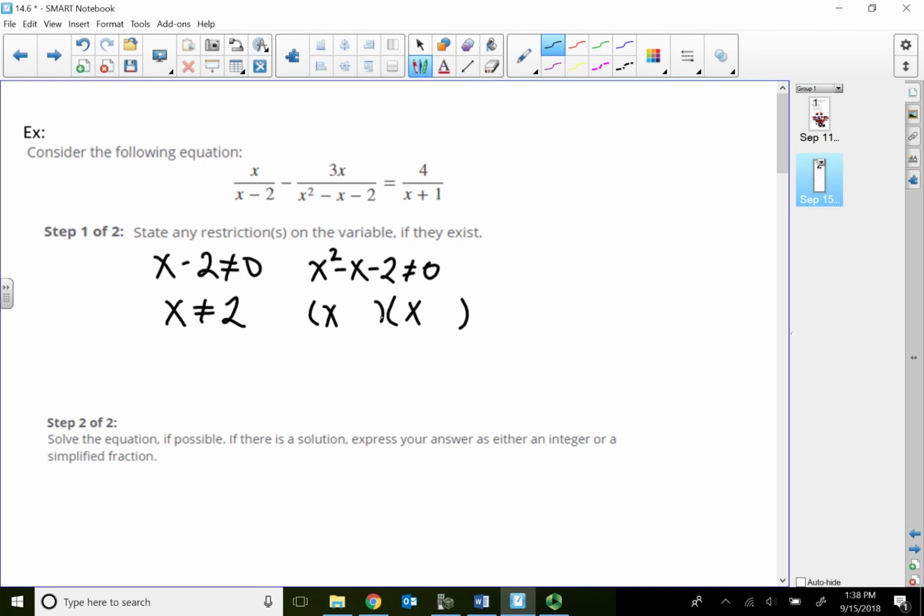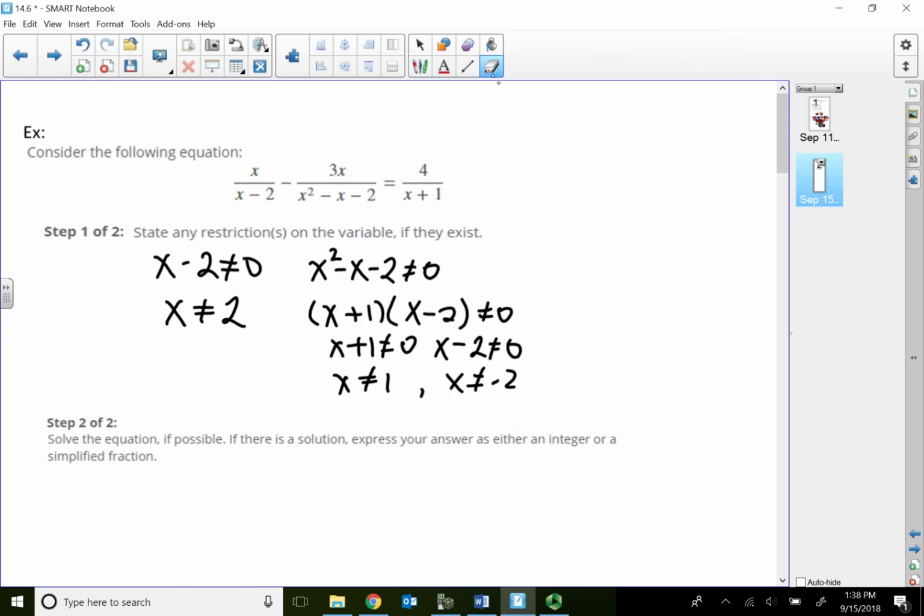X and x, 1 and 2. Last term is negative, so there got to be 2 different signs, positive and negative. So it's got to be negative 2 and positive 1, right? Negative 2 on the outer, positive 1 on the inner. So set each factor not equal to 0. So one of my x cannot be positive 1, the other one cannot be negative 2. Excuse me, positive 2. Negative 2 moved over becomes positive 2.